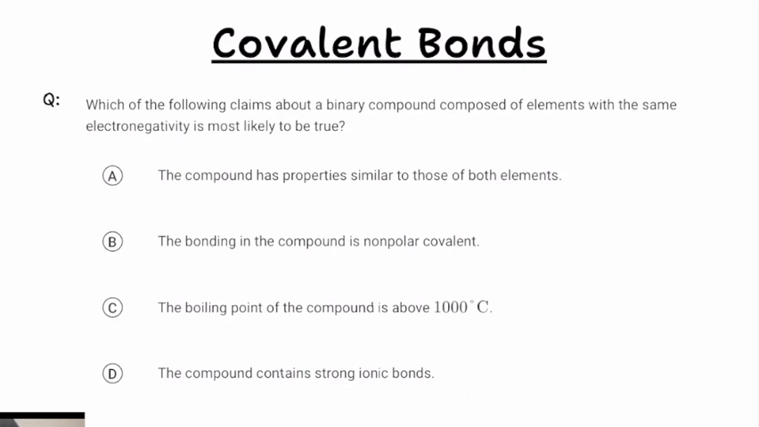Which of the following claims about a binary compound composed of elements with the same electronegativity is most likely to be true? Same electronegativity means two atoms pull or attract the electrons with the same force. So they're going to share electrons equally.